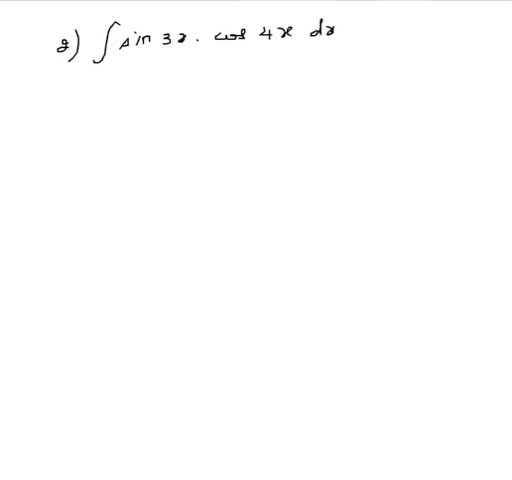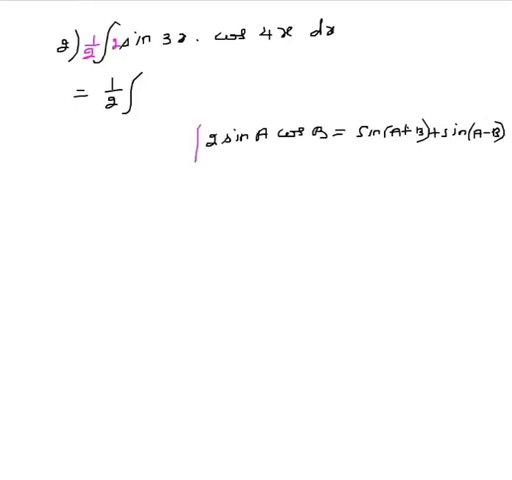We don't have 2 to use it, therefore we will multiply and divide by 2. We get half of 2 sine A cos B. 2 sine A cos B is sine A plus B plus sine A minus B. I am writing the formula here. 2 sine A cos B is sine A plus B and plus sine A minus B. Let us use this identity.